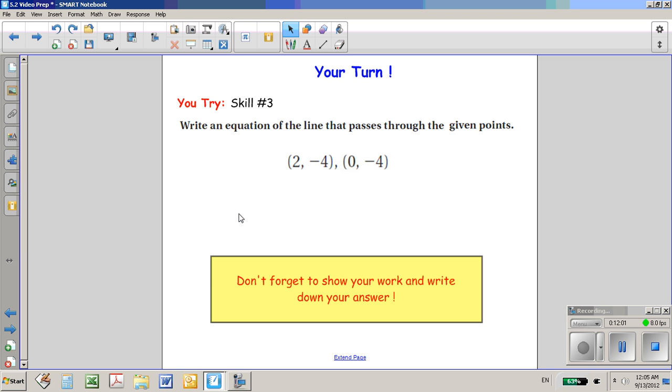Alright, so I'm going to have you do one on your own. I'm giving you 2 points. You have to come up with your own equation in slope-intercept form. And don't forget that the first thing I'd want you to do is look for the y-intercept and see if it's actually listed in one of the points. Alright, so pause it and work it out.